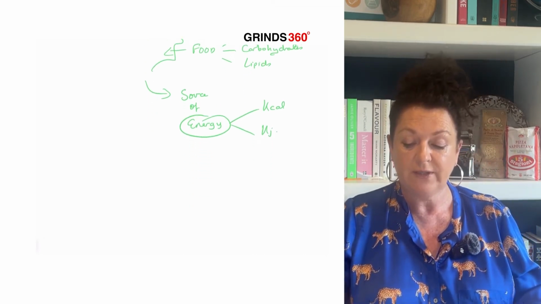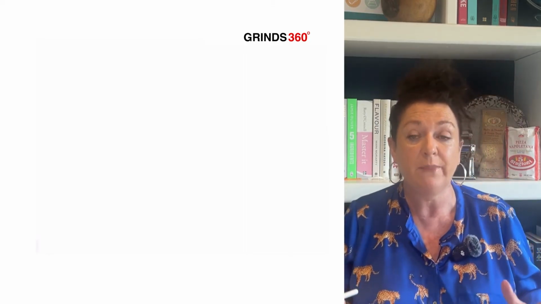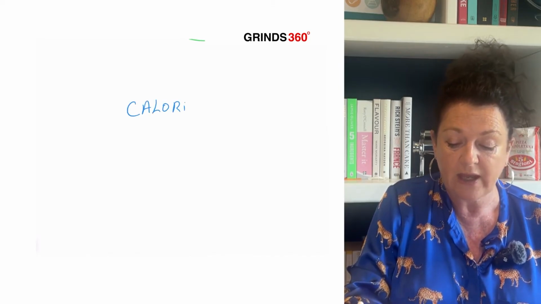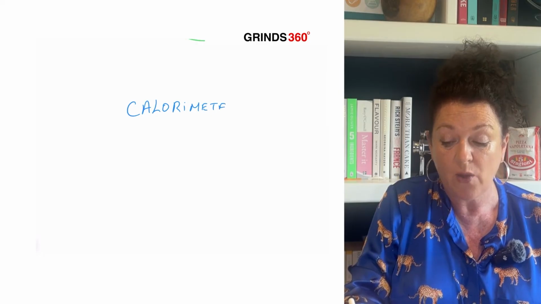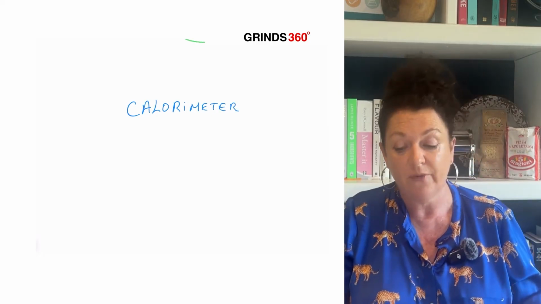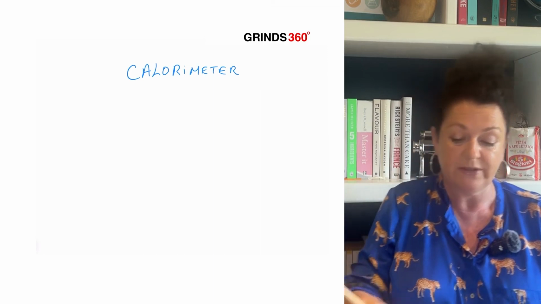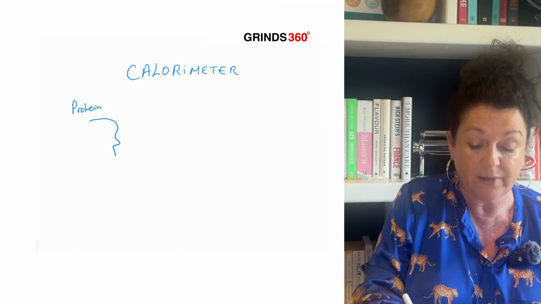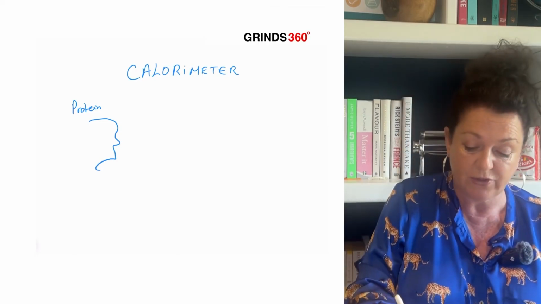So if, for example, I were to measure the length of this room, I would use a metre rule, where we'd use centimetres and metres. If I was measuring liquid in a kitchen, millilitres and litres. There's a special apparatus which is called a calorimeter. And that calorimeter is used to determine how much energy is released from each of the 3 macronutrients, beginning with protein.